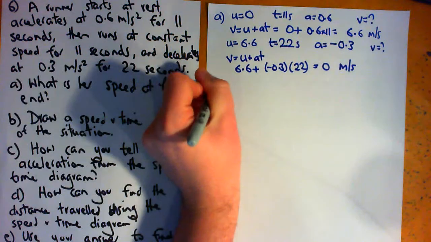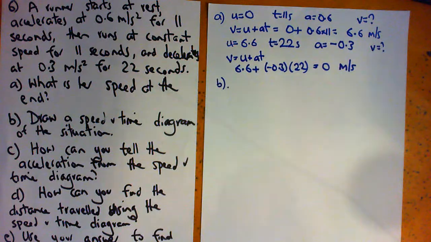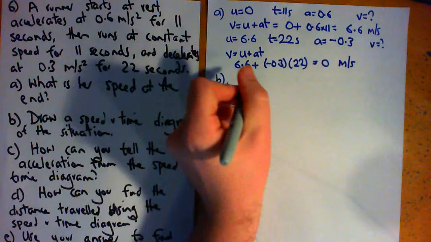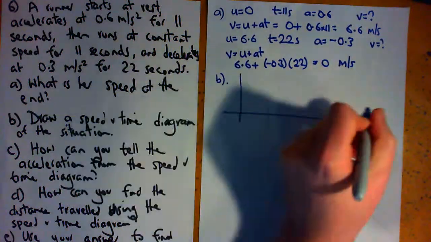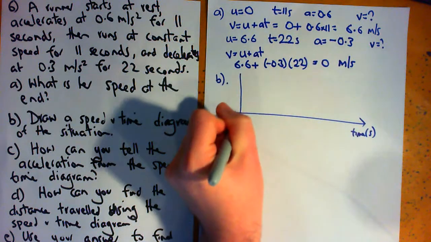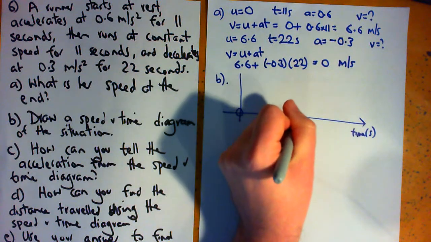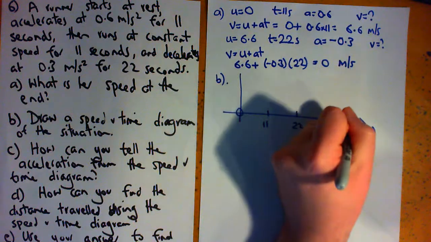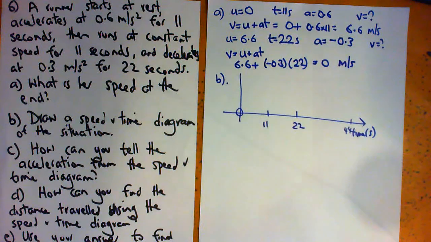Now part B is to draw a speed versus time diagram of the situation. We're measuring time in seconds for this question. The key times are 11, 22, 44: 11 seconds is when the acceleration stops, 22 seconds is when constant speed stops and the transition into deceleration occurs, and 44 seconds is the time of the whole process.